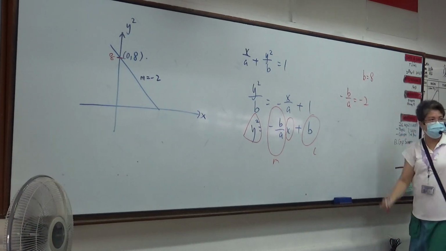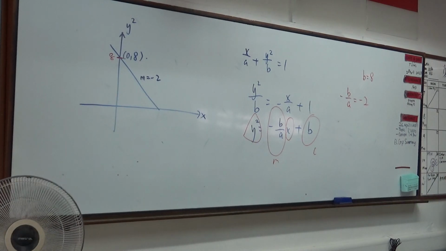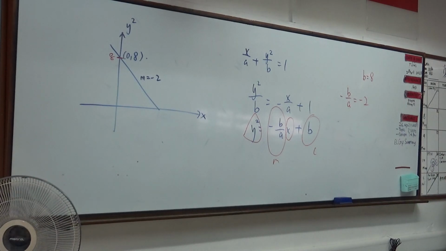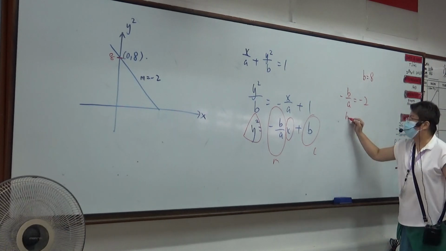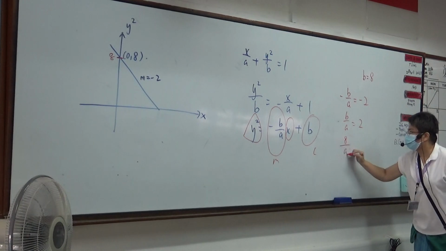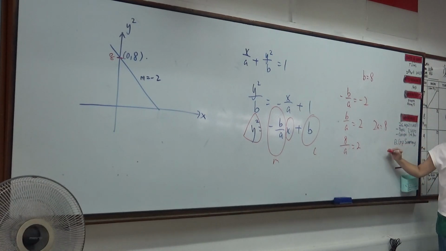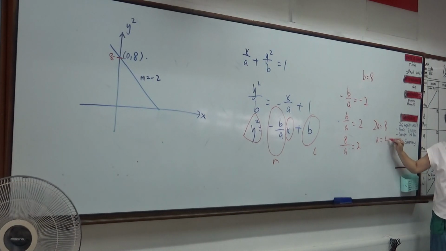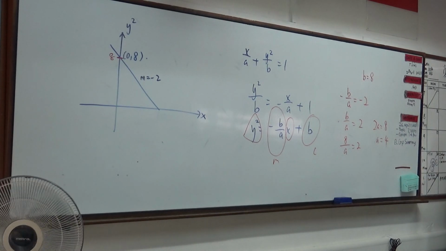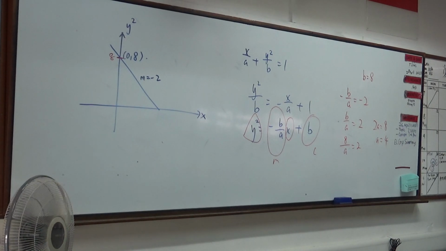The gradient must be negative 2, right? Why? Because they tell you gradient is negative 2, correct? That means I will have b over a equals to 2. Now I know b is 8. 8 over a equals to 2. That means 2a is equals to 8, right? What is my a? 4. Can you see what I'm talking about? So you will get your a is 4 and b is 8 straight away. Are you clear with what I'm saying?